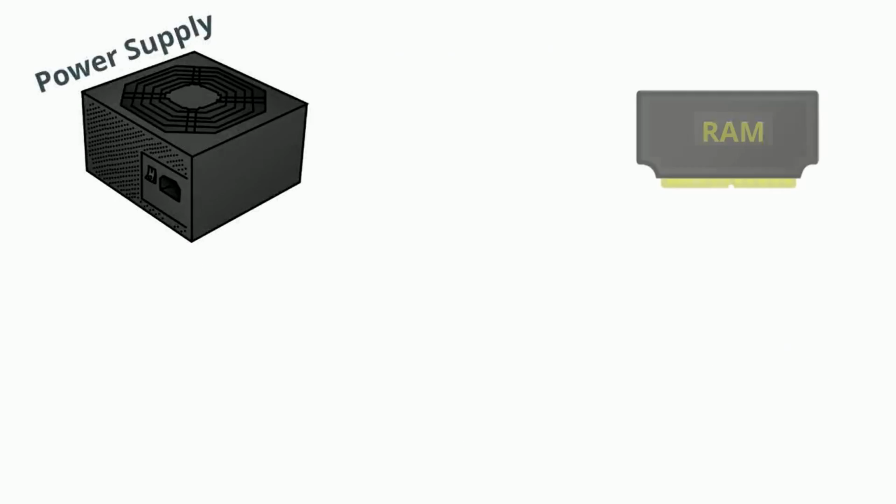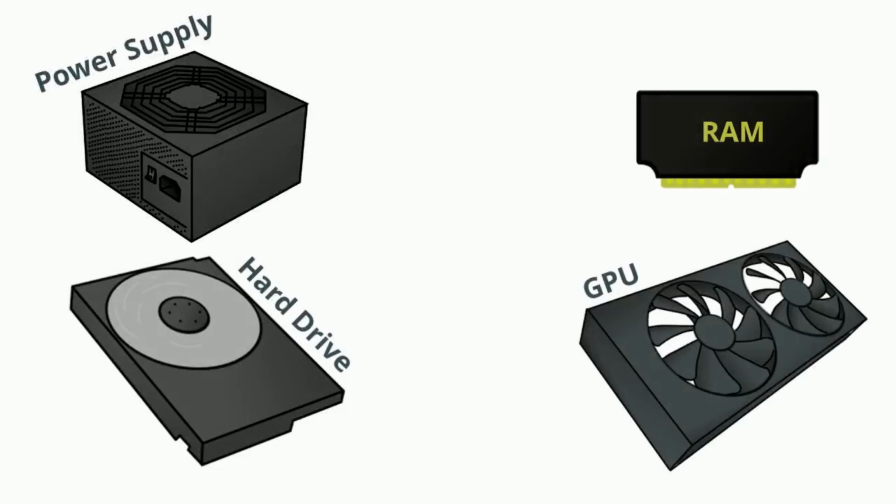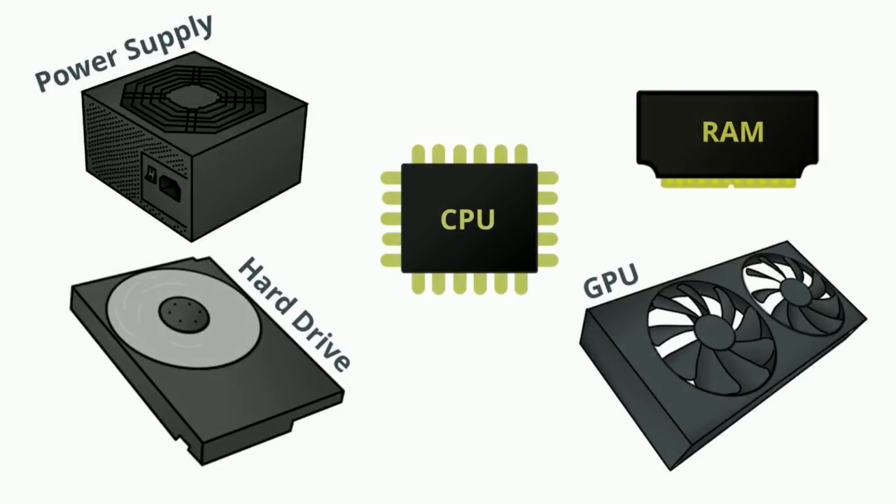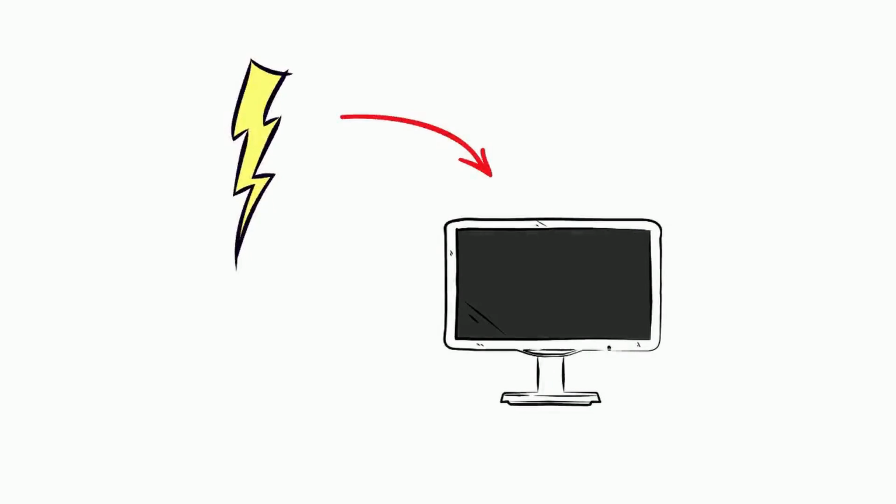The power supply, RAM, hard drive, graphics card, and CPU are all the main parts of a computer that turns electricity into this video. That is all.